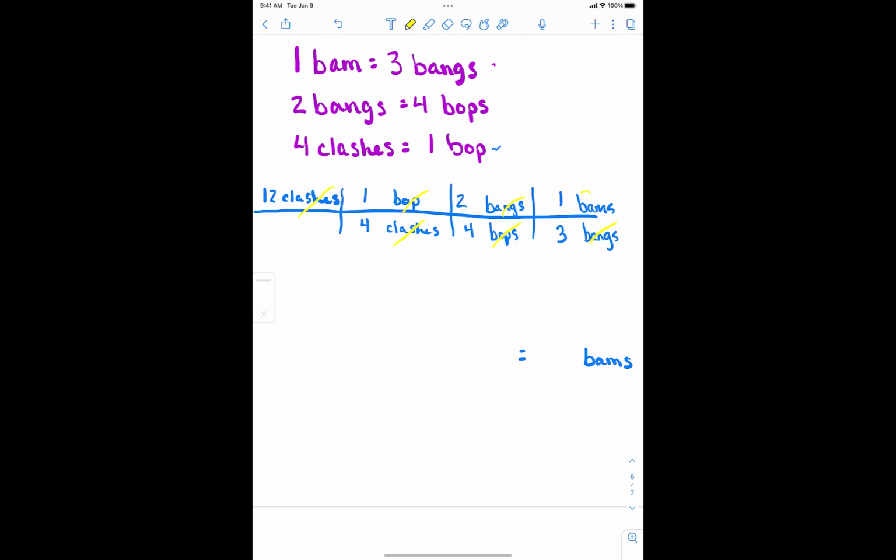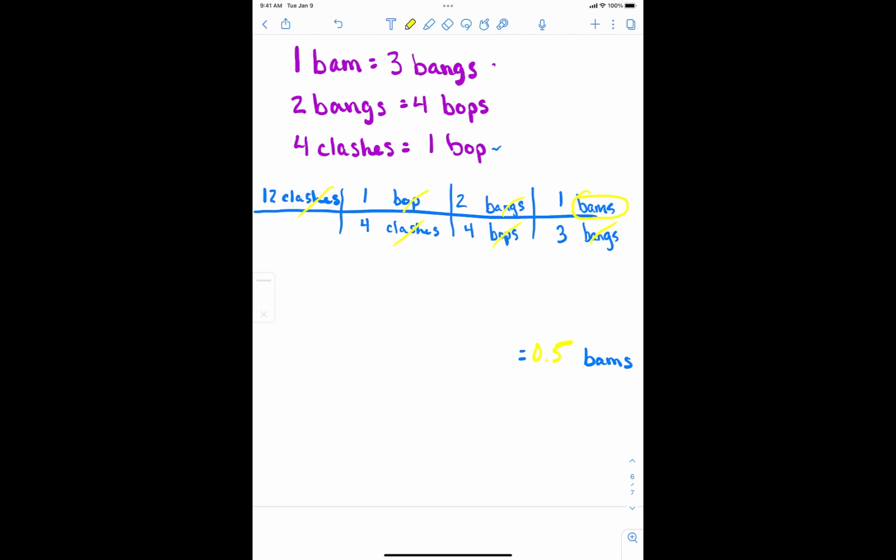The bangs cancel out, and I'm left in bams, which is what I want. Now when I go to put this in my calculator, I'm going to multiply everything on the top, and I'm going to divide everything on the bottom. So I would say 12 times 2 divided by 4 divided by 4 divided by 3, and I'm going to get 0.5 bams.